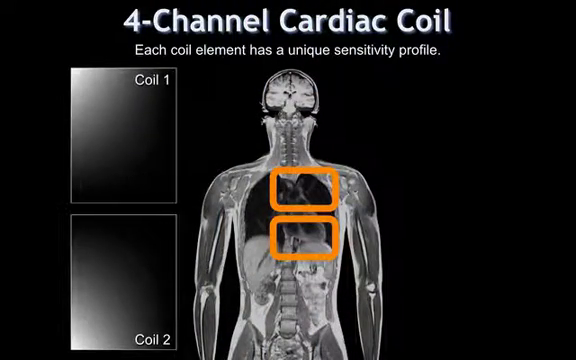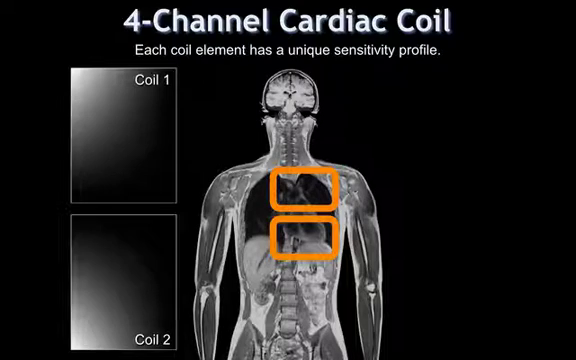I want to do cardiac imaging. I might place two coils anteriorly, right? Loops of wire towards the top of my chest and maybe towards the middle of my chest. Those coils themselves will only see certain aspects of the anatomy, meaning they will see the anatomy that's very close to the coil. They won't see the anatomy that's further from the coil. They have what we call a sensitivity profile. They're sensitive to things that are very close to them. They're insensitive to things that are very far away.